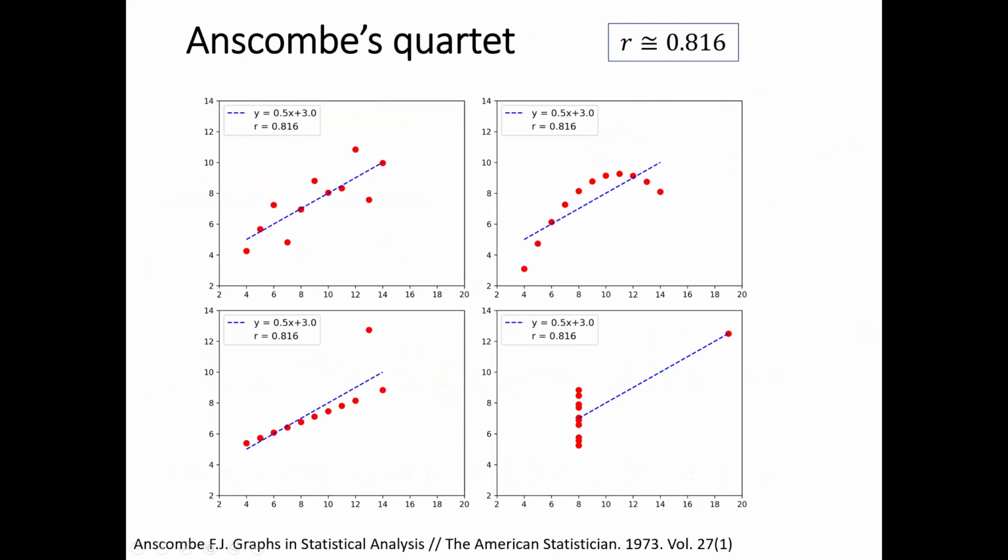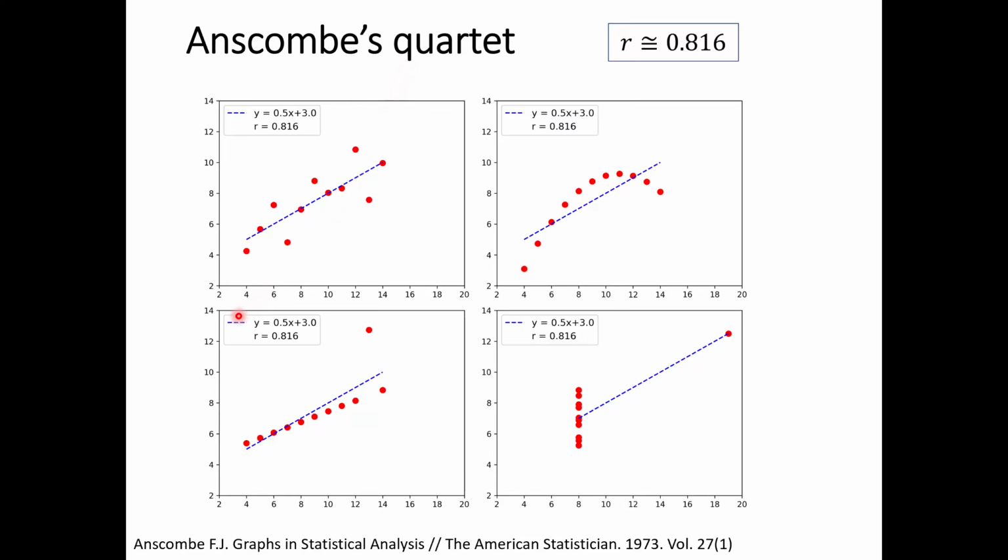Now let's look at something called Anscombe's quartet, a famous example that shows why visualizing data is so important. Anscombe's quartet is a set of 4 different datasets that all have almost identical statistical properties. They share the same mean, variance, correlation, and even the same linear regression line. But when you actually plot them, they look completely different.